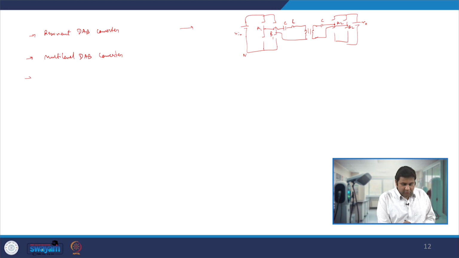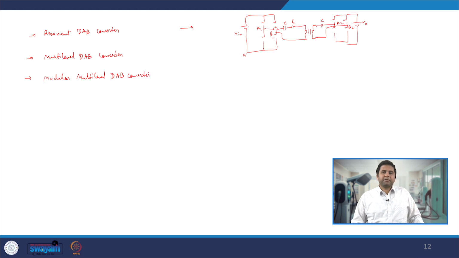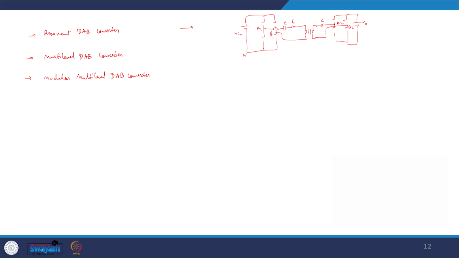Similarly, there are also multi-level DABs, and modular multi-level DABs are also there. However, we are not covering this in this lecture, but it can be looked into for higher power rating designs of power converters. One can look at this kind of derivative of DAB converters.